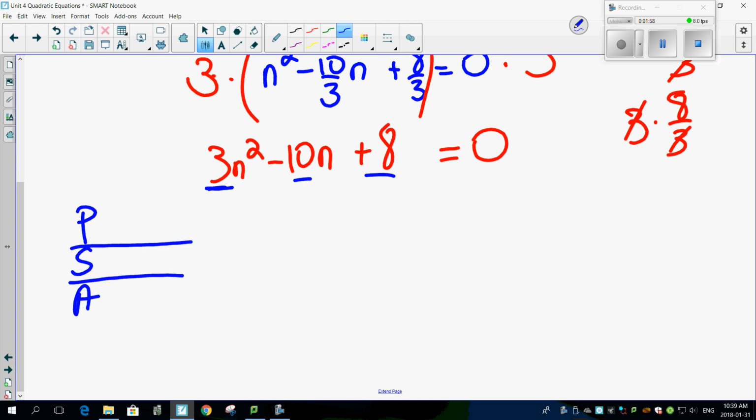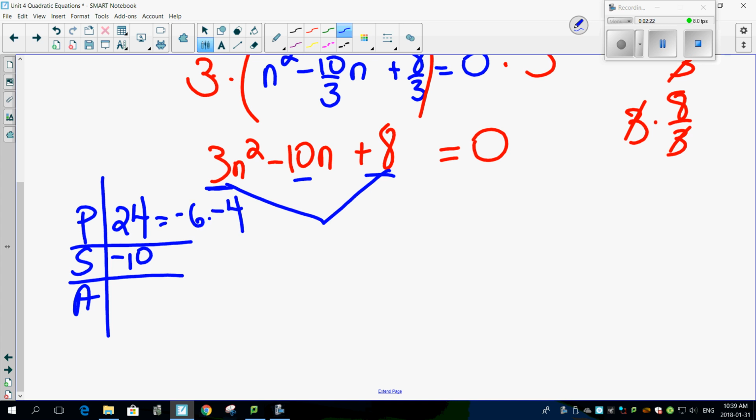And if you want to know how to do this again, all you have to do is multiply the front and the back. 3 times 8 works out to be 24. 3 times 8 is 24. Your sum has to be minus 10. So if you think about it, what two numbers together multiply to give me 24 that add up to minus 10? Real simple. Minus 6 times minus 4. There you go. Minus 6 times minus 4 gives you a positive 24. And when you add them together, right, they give you a minus 10.